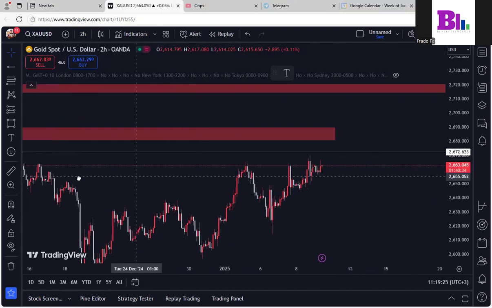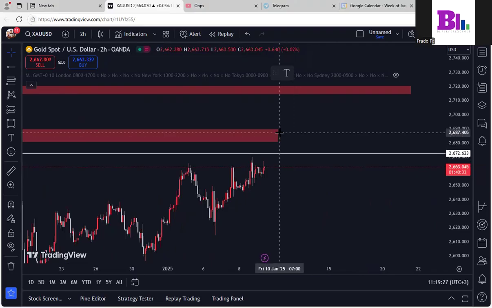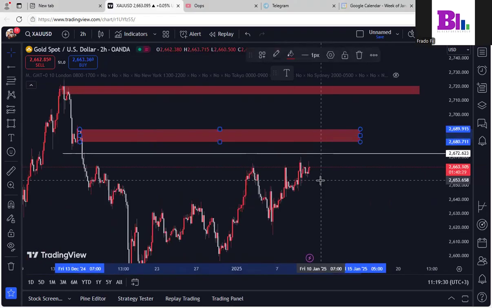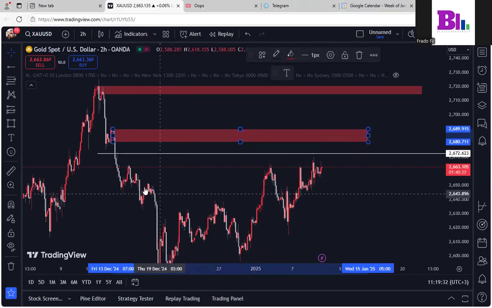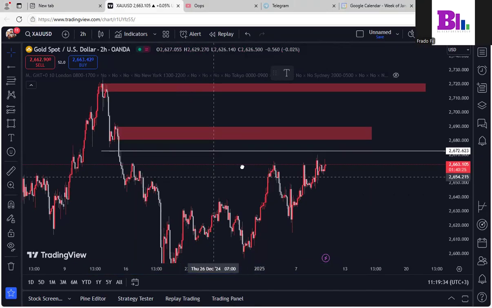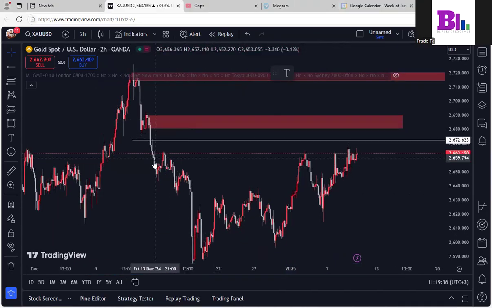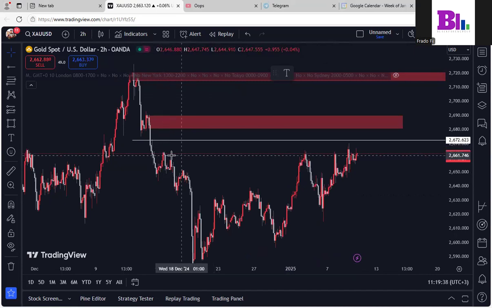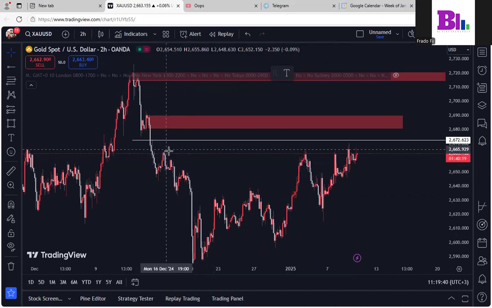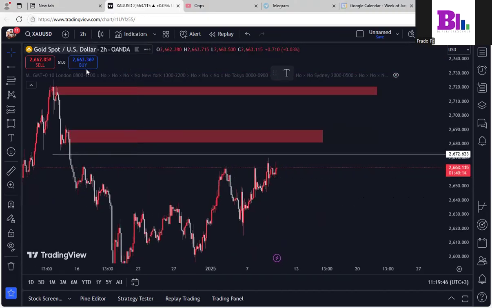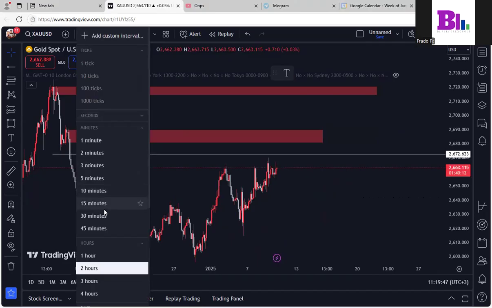So let's see, the market is here. After drawing these major ones, you cannot draw any order block from here because this has already been mitigated. So you cannot have an order block here because the price has already mitigated these levels. So let me go to 1 hour and see.